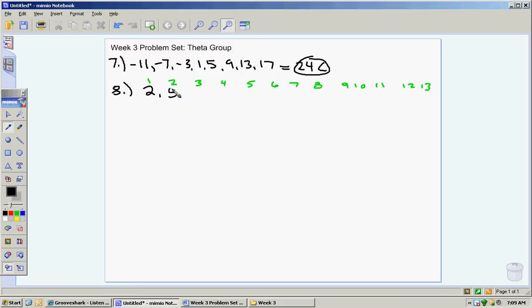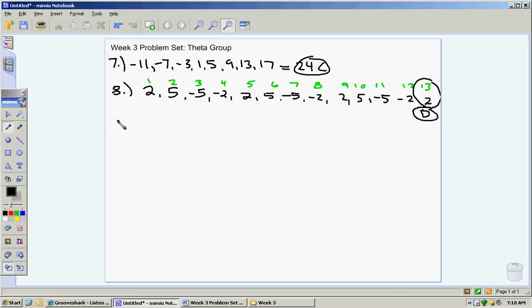Then it says every odd term is the opposite of the term before it. So 5 goes to negative 5. Even term, so I'm going to add 3, go to negative 2. Opposite, add 3. Opposite, add 3. Opposite, add 3, opposite, add 3, opposite. So when you work it out, the 13th term is going to be 2, which is answer choice D for number 8.